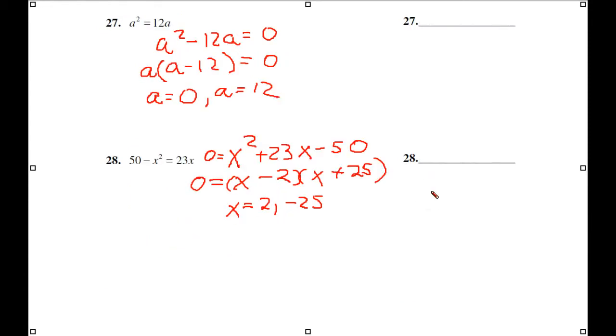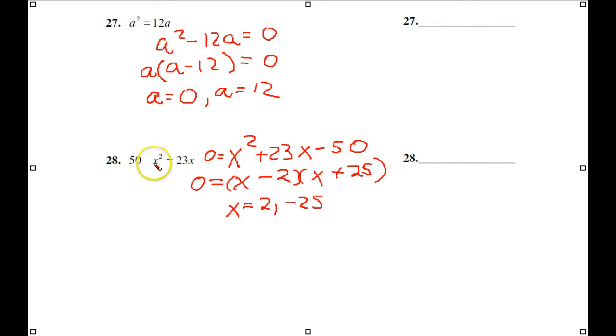Okay, there are lots of examples. Again, all of the methods that we've talked about. Put it in standard form. Bring that over, equal it to 0. Factor out the greatest common factor. Equal each factor to 0. So a is 0. This is transposed, becomes a 12.